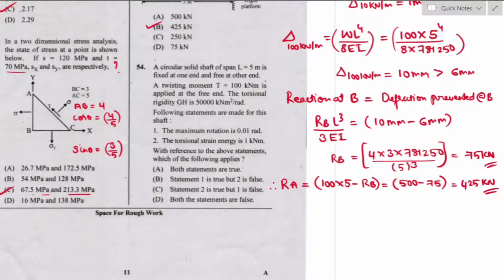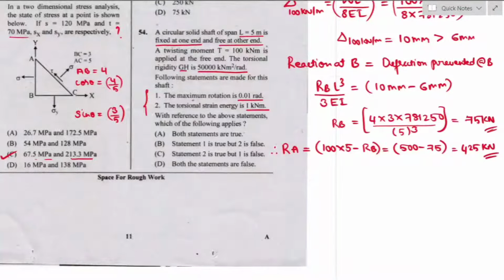Question number 54. A circular solid shaft of span L equal to 5 meter is fixed at one end and free at the other end. A twisting moment of T equal to 100 kN meter is applied at the free end. The torsional rigidity GJ is equal to 50,000 kN meter square per radian. The following statements are made for this shaft. Statement number 1: maximum rotation is 0.01 radians. Statement number 2: the torsional strain energy is 1 kN meter. Here we have to calculate the maximum rotation and torsional strain energy of the circular solid shaft, and then decide which statements are true or false.